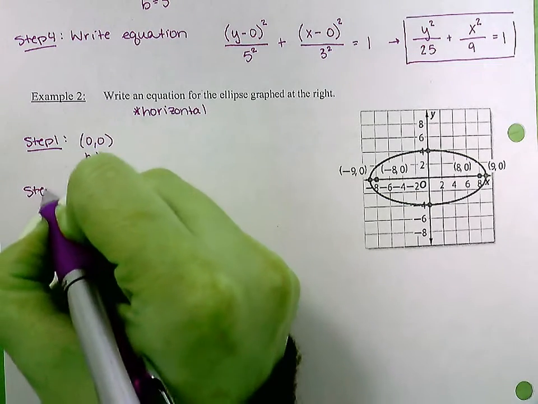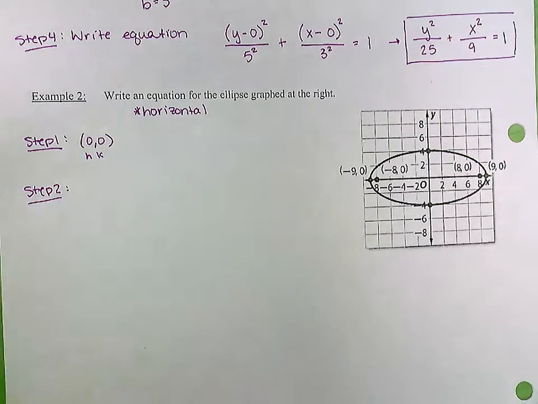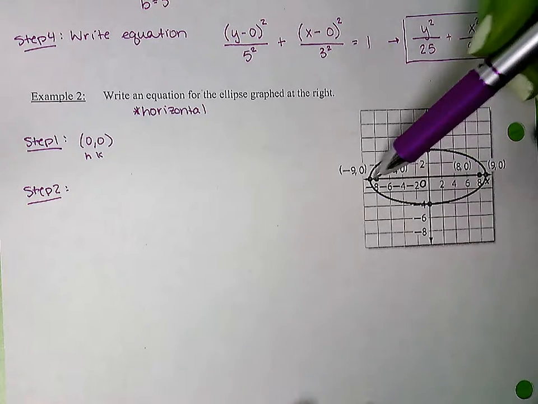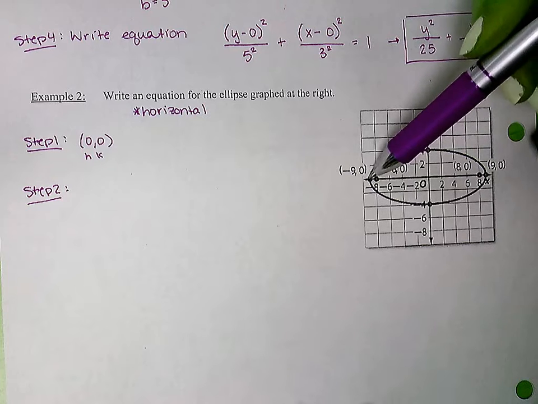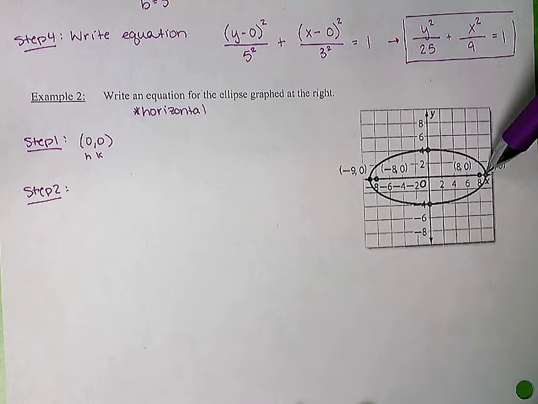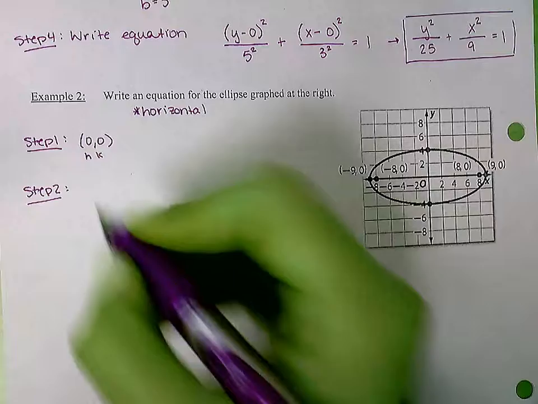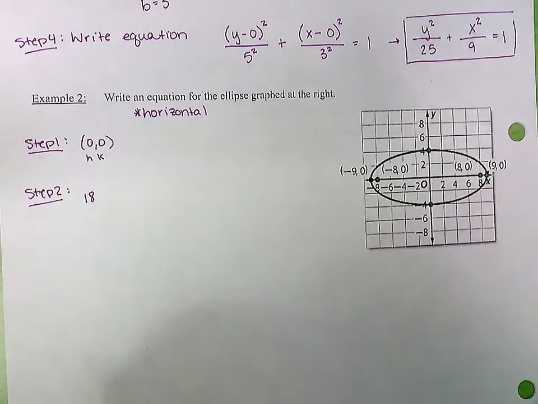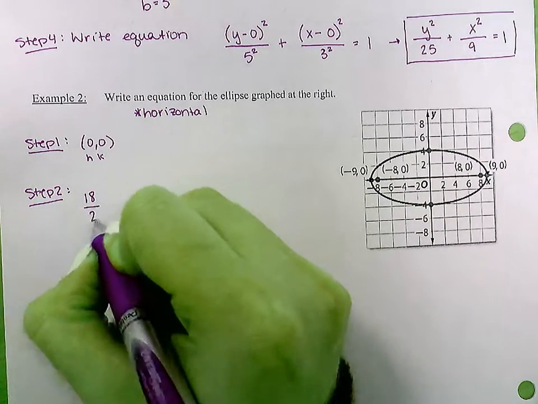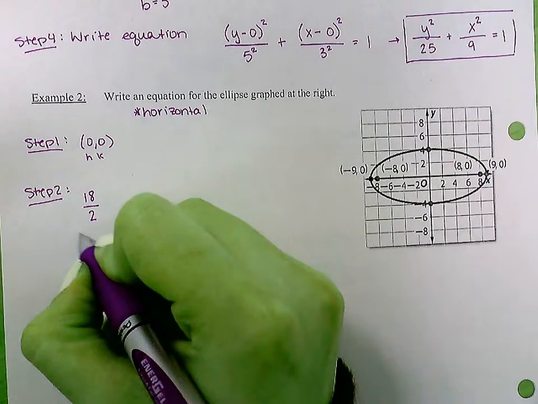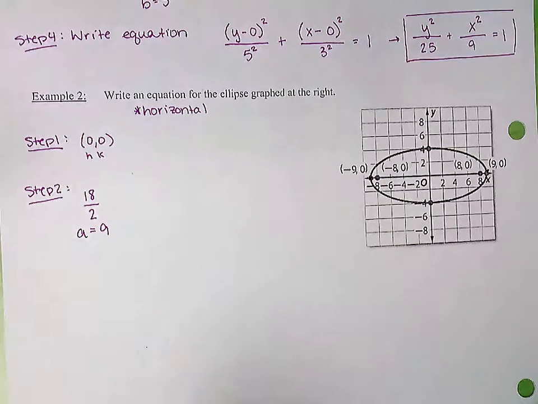Step 2 is to find a. Again, there's multiple ways you could find a. You can count from your vertices, so from this -9 to this +9 would be what? 18. You need to take your major axis of 18 and divide it by 2. So a will be equal to 9.